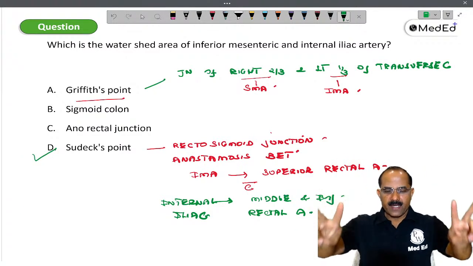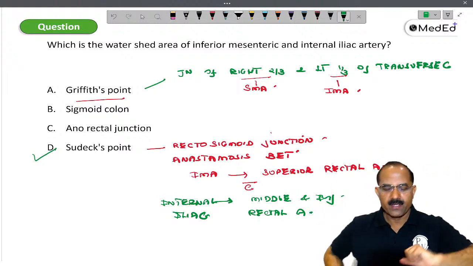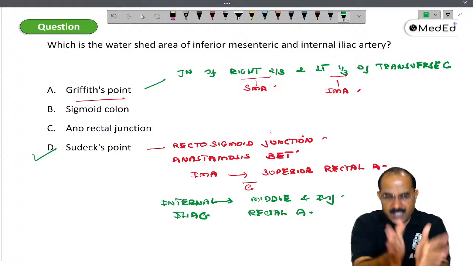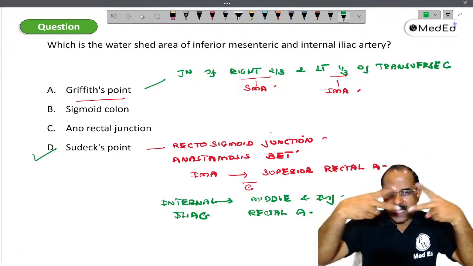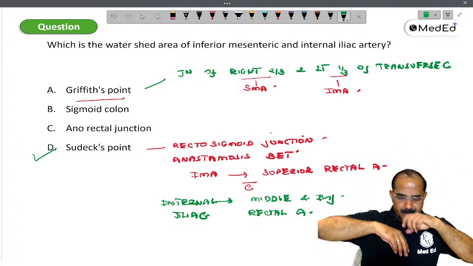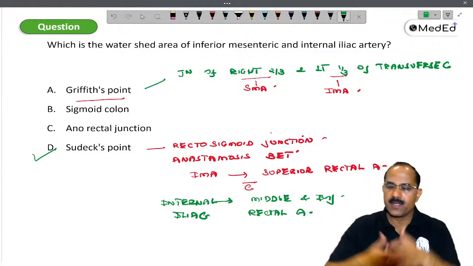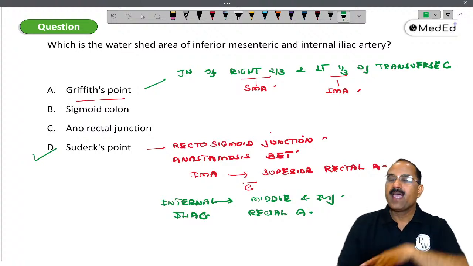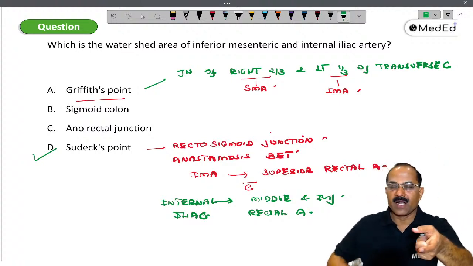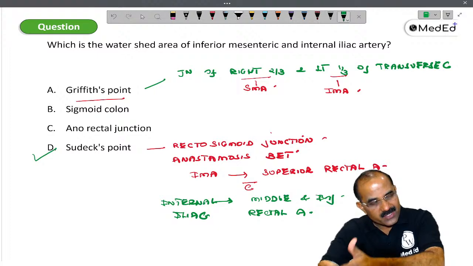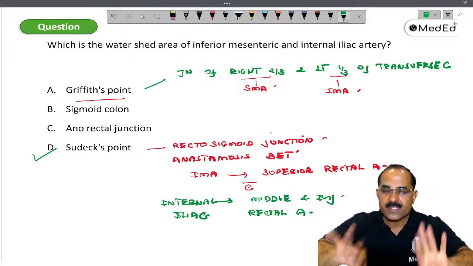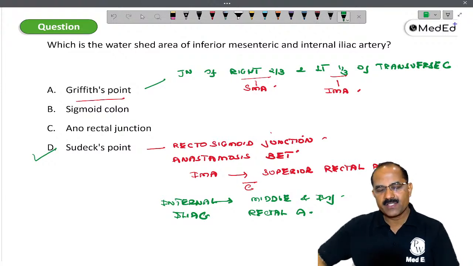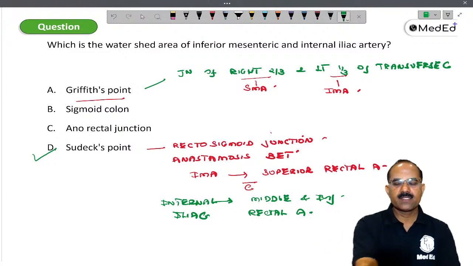So दो points है, एक है Griffith's point, दूसरा है Sudek's point. Griffith's point कहाँ पे होता है? At the junction of right 2/3 and left 1/3 of transverse colon. And ये दो arteries के बीच में anastomosis है, anastomosis between the superior and the inferior mesenteric artery. And what is Sudek's point? Sudek's point lies at the recto-sigmoid junction, anastomosis between the inferior mesenteric artery, उसका branch superior rectal with internal iliac, उसका branch middle and inferior rectal. That is known as Sudek's point. Is this clear?